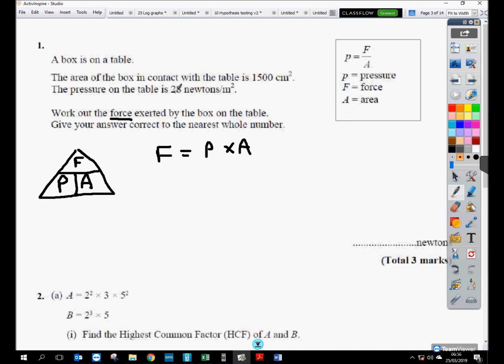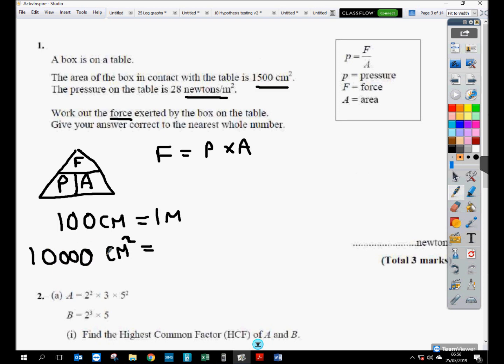Now, the issue with this question is pressure is given in newtons per meter squared, and the area is in centimeters squared. So we need to have the same units. What I'll do is I'll convert the centimeters squared to meters squared. Now there's a fact, which is there are 100 centimeters in a meter. And that's the relationship between centimeters and meters. If you want to know the fact that links centimeters squared to meters squared, you have to square each part. So square 100, 100 times 100 is 10,000. Square 1, square meters squared. So to convert between centimeters squared and meters squared, you have to divide by 10,000.